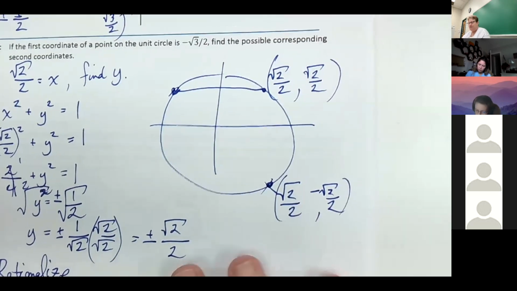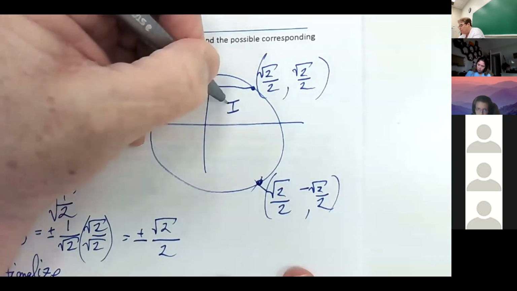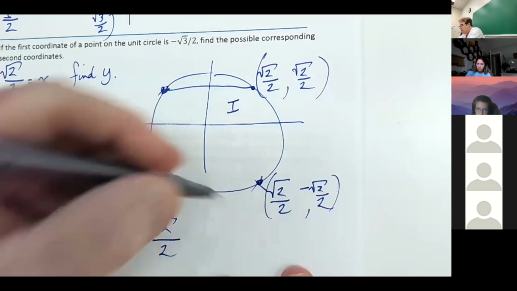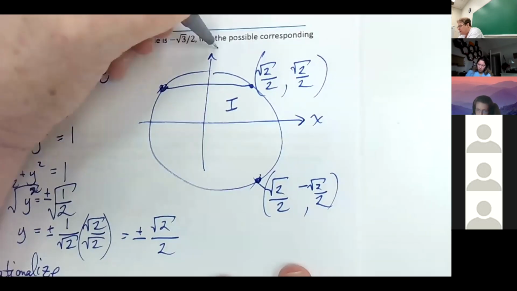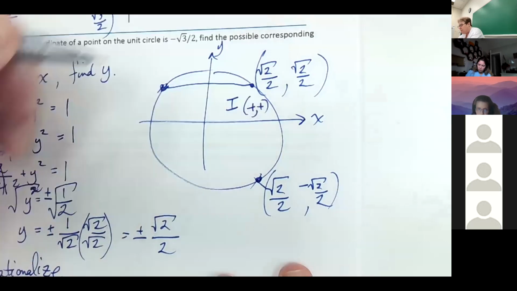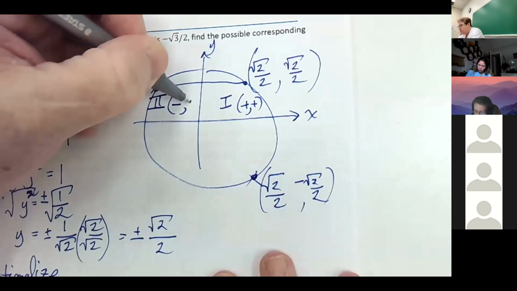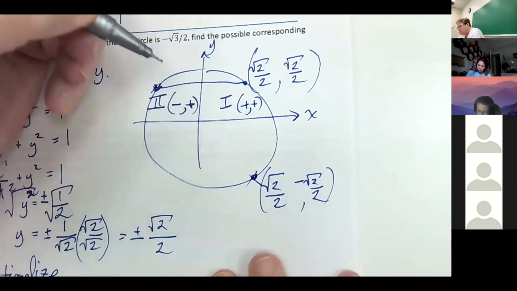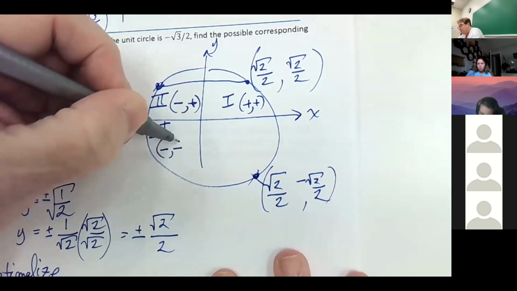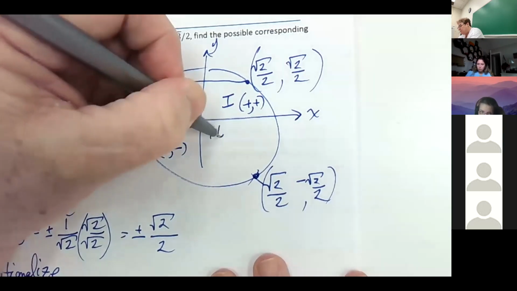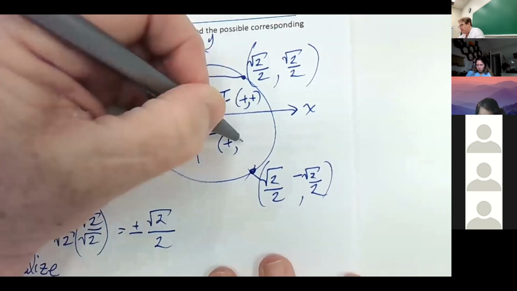Let's go over to the quadrants real fast since I'm using that word and I didn't define it. Quadrant 1 has positive x and positive y. Quadrant 2 has negative x, but still positive y. Quadrant 3 has negative x and negative y. Quadrant 4, x is positive again, y is negative.